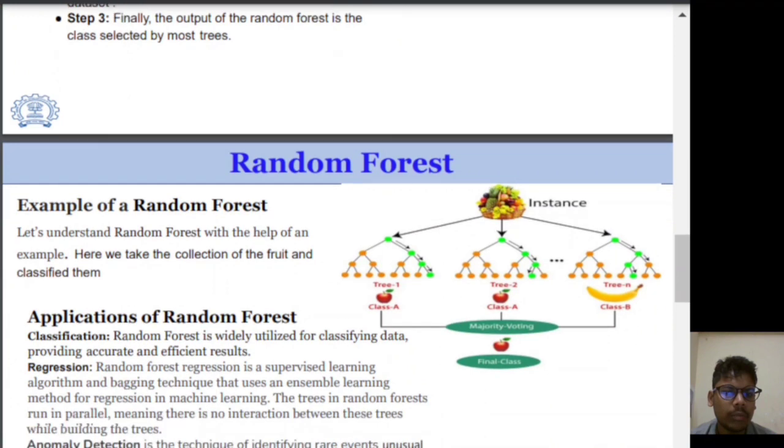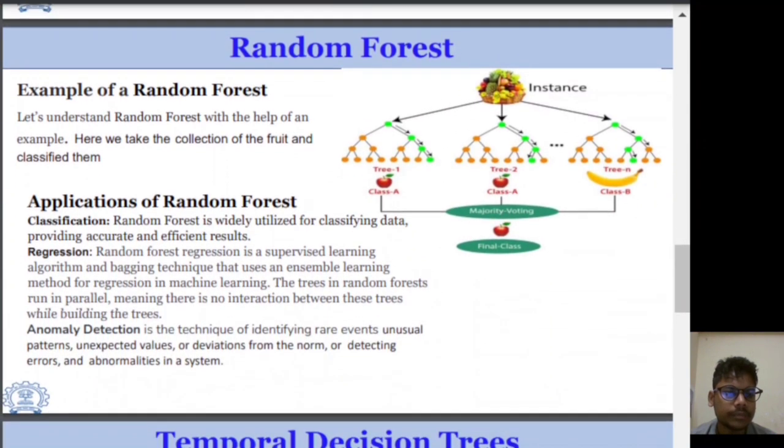Now for more understanding we take an example of a collection of food. From this example, we see that we split into tree one, tree two, up to tree n. Tree one finds apple, class A, and tree two also finds apple, class A, and tree n gives banana, class B. Based on this output, we find that apple has the majority over banana. So the final output is the apple.